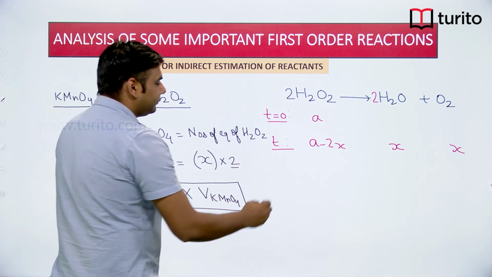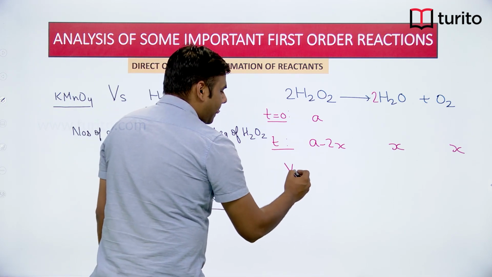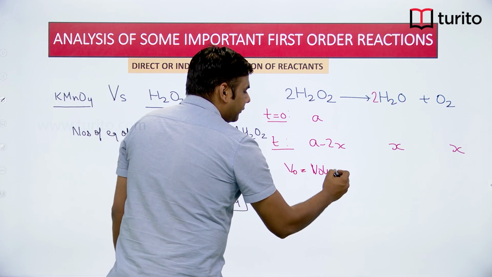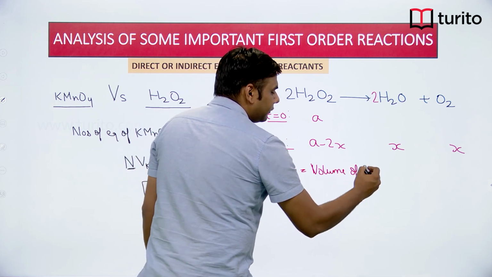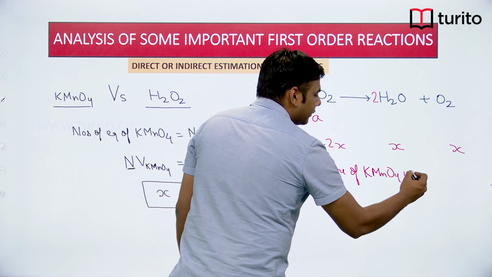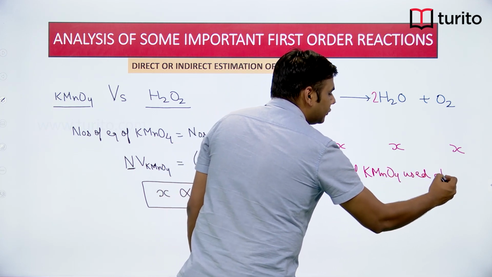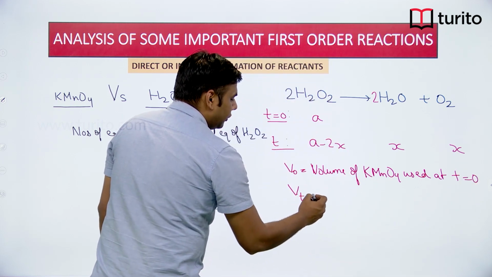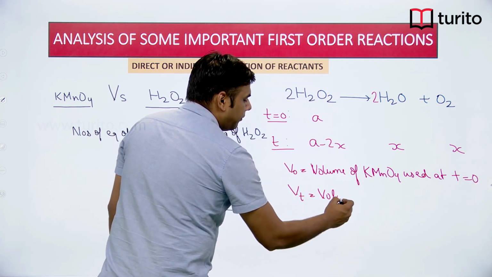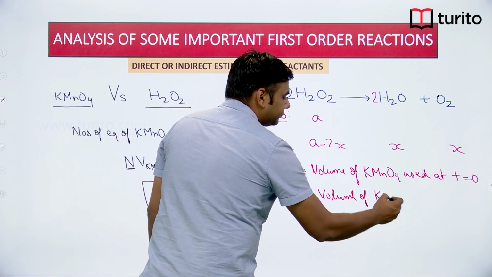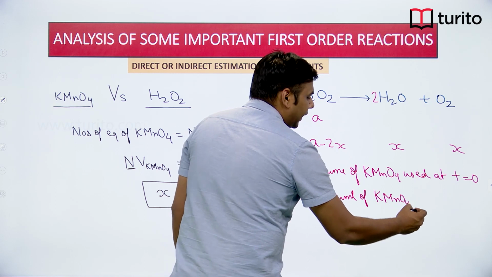So, suppose V0 is the volume of KMnO4 used at time t equals 0, and Vt is the volume of KMnO4 used at time t.